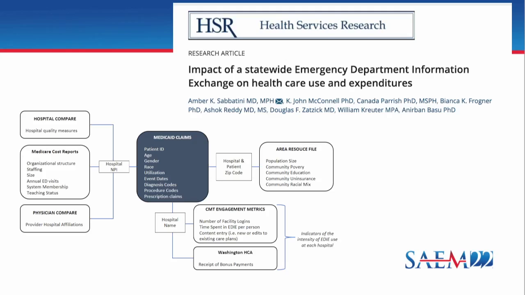And we said, we'll link it to area resource files, proprietarily collected data from the vendor, Hospital Compare data, and Physician Compare data to look at quality, and then the Medicare cost reports for looking at hospital level factors that may modulate the effect of this health information exchange. We ended up not using a lot of those in the end, but that was what we proposed anyway.